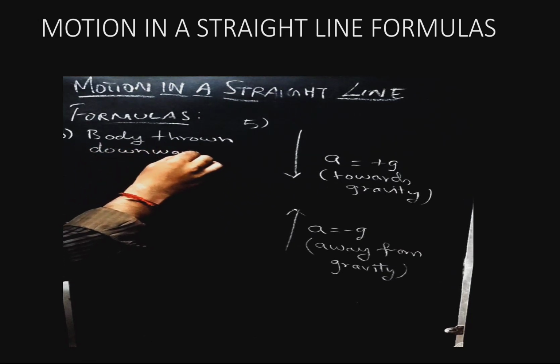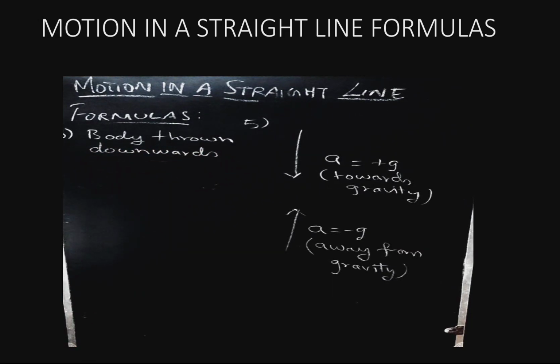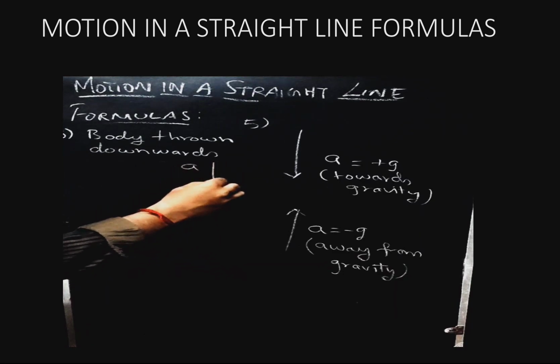How are the formulas related here? The equations of motion you already know, and now I am going to write them down one by one. The first equation of motion is V equal to U plus AT. Since it is downward, it is taken as plus G. So as it is coming down, we have to take it as plus G. V equal to U plus GT is the first expression.